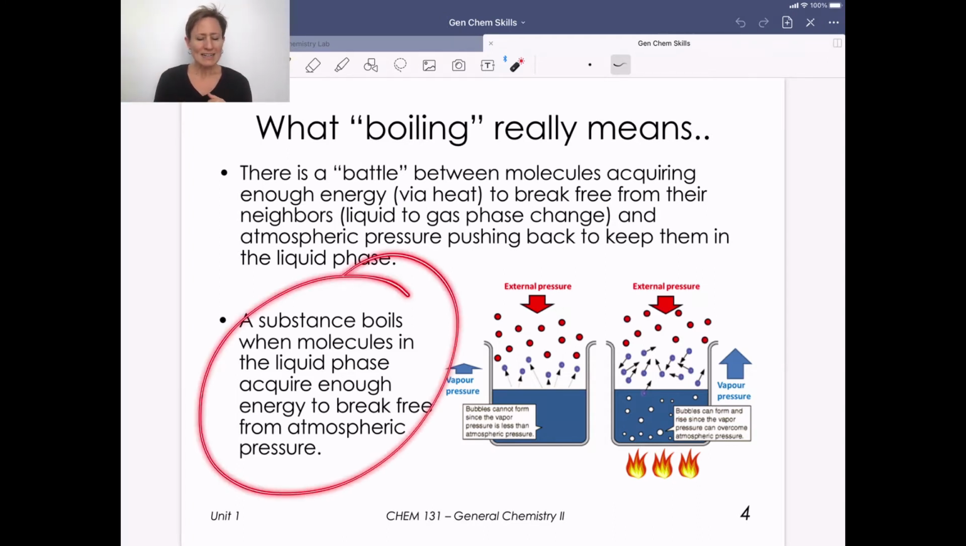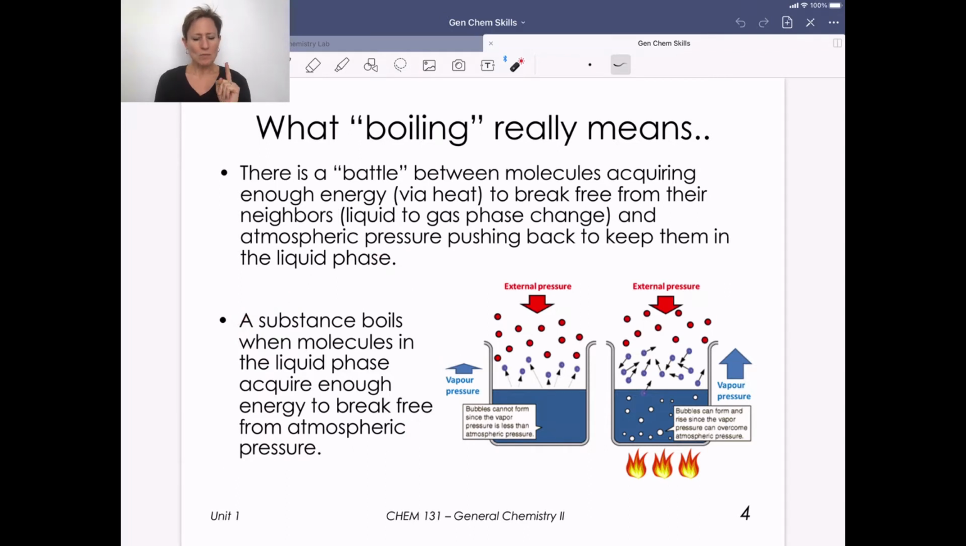So we can define and say that a substance boils when molecules in the liquid phase acquire enough energy to break free from atmospheric pressure. Now, this is a really important piece because it tells us that there's a pressure dependence to temperature.